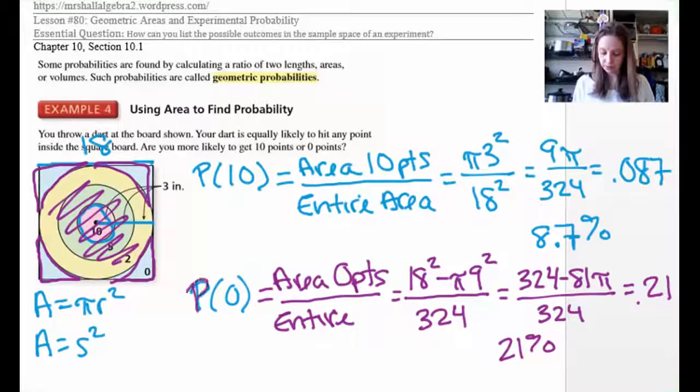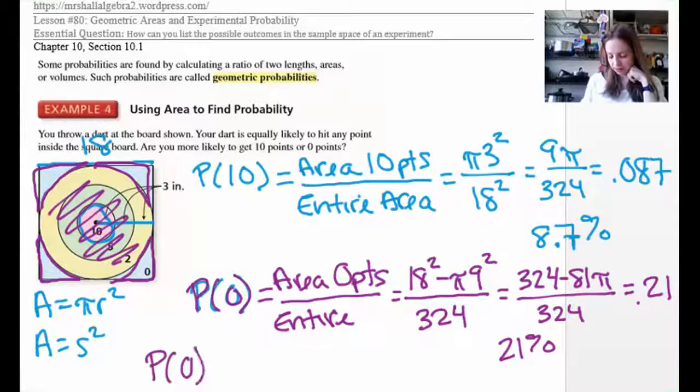Okay, so now I found the probability of the dart landing in 0 versus the dart landing in 10. And the question was, are you more likely to get 10 points or 0 points? You are more likely to get 0 points. So the probability of landing in a 0 spot is greater than the probability of landing in a 10.